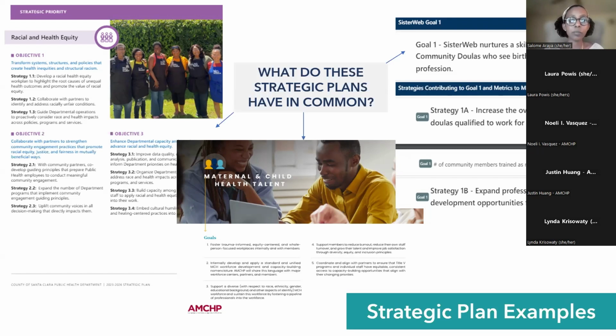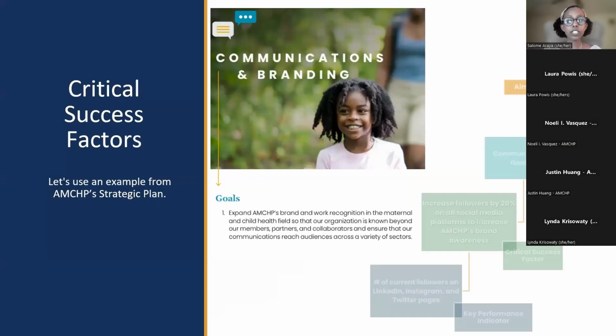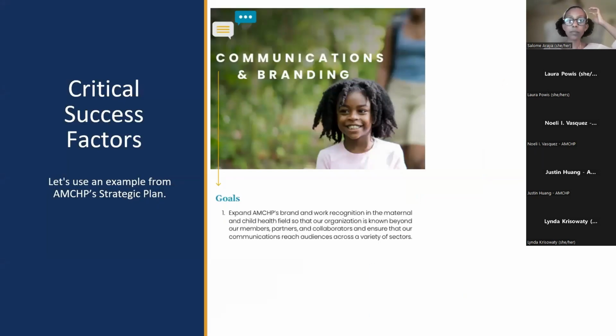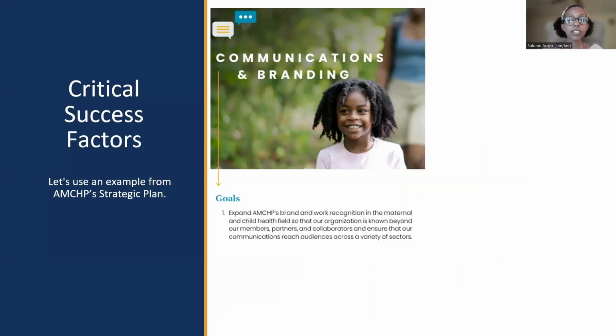You'll always see that there's this bucket, you'll see there are these goals, and then within these goals, you have smaller strategies or smaller objectives. And so I wanted to share that with you all because I think it's important to understand the structure in order for us to understand how you can apply KPIs and the critical success factors.